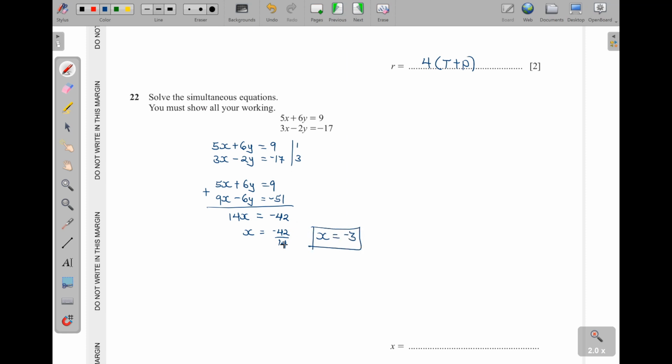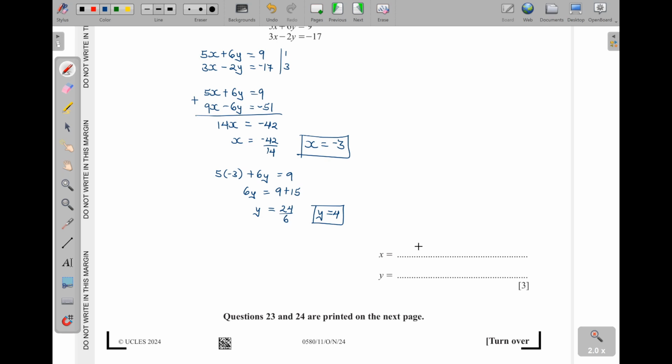Then I can substitute in any of these to get the value of y. So 5 times negative 3, I'm substituting in the first one, plus 6y is equal to 9. So 6y shall be equal to 9. 5 times 3, that is 15. So when it crosses, it becomes a positive here, okay? And then y shall be equal to, this will be 24 divided by 6. So y becomes a 4, okay? So then I can come here where the answers are supposed to be put. I put negative 3 and then positive 4.